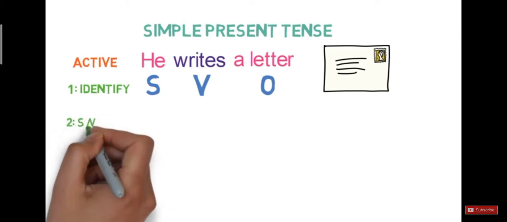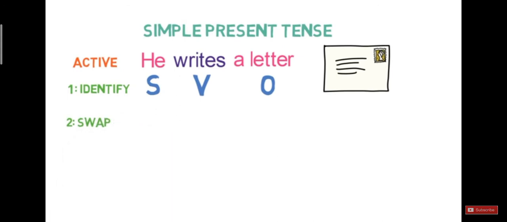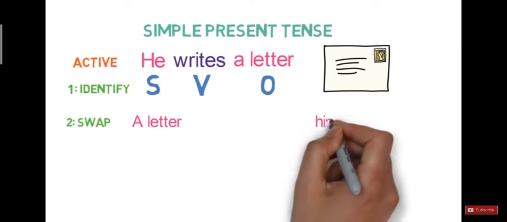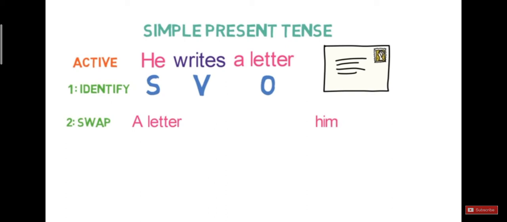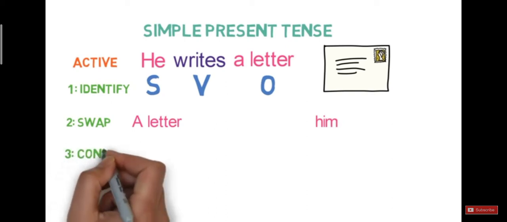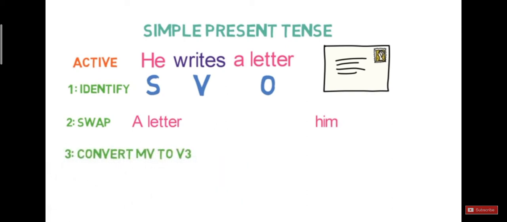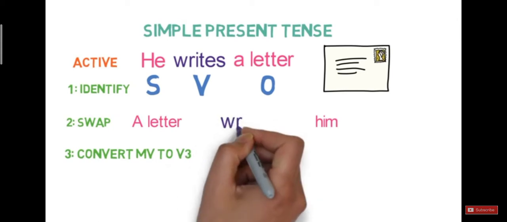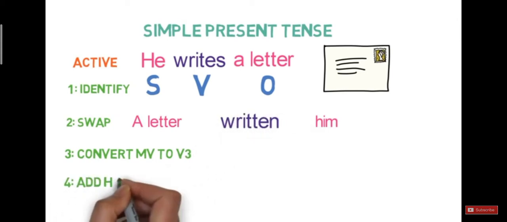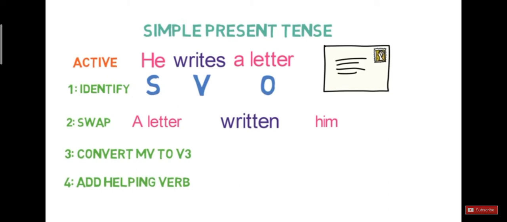Now, what is the second step? We have to swap. What is the thing which we have to swap? The subject and object. Subject will go to object's place and object will come into subject's place. See, a letter, and he became him. Now the third step is convert the main verb to verb's third form.